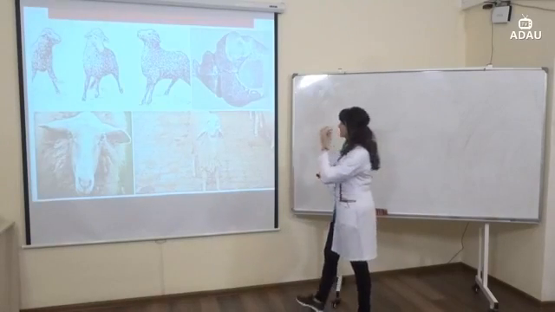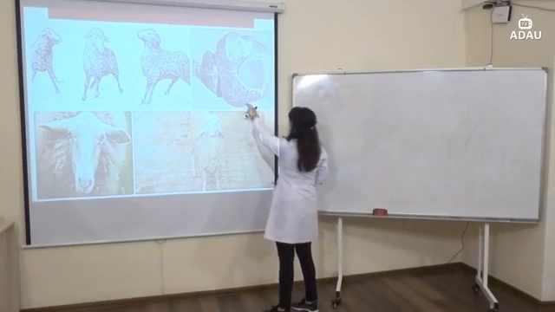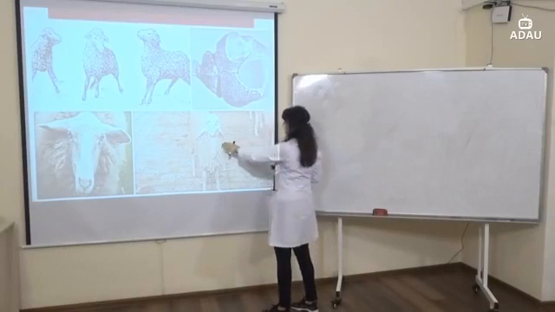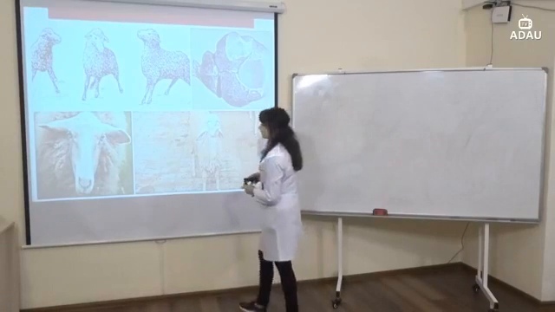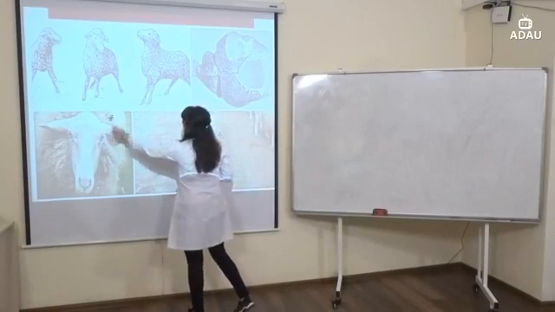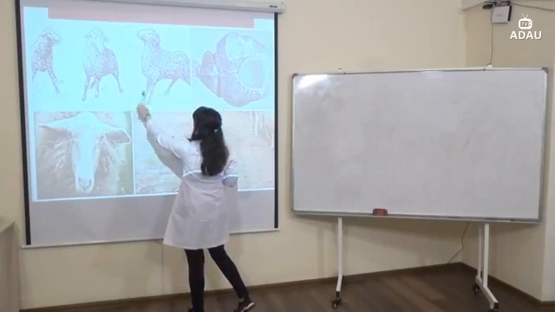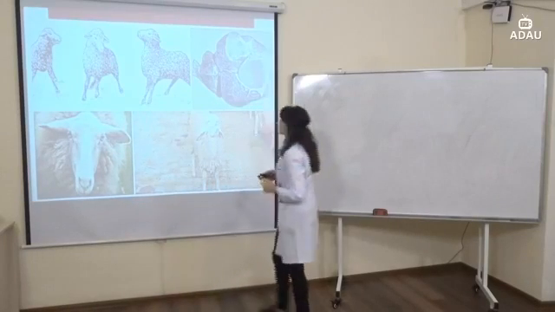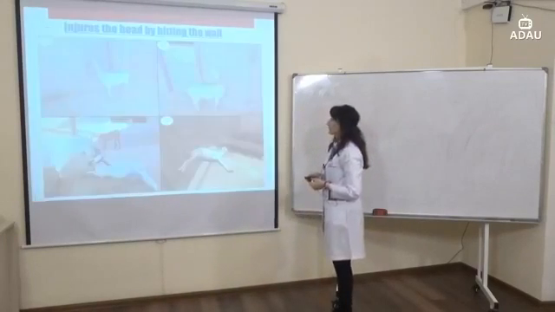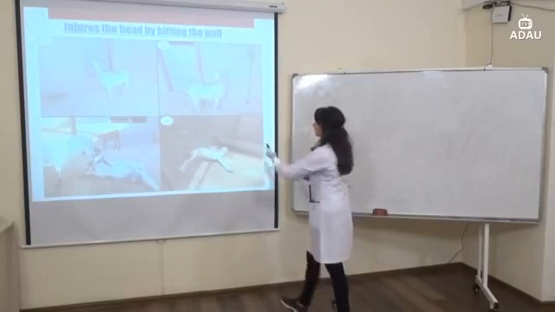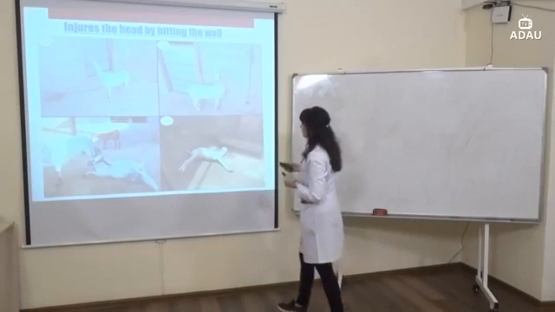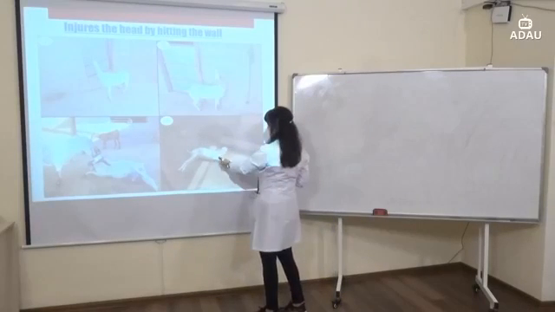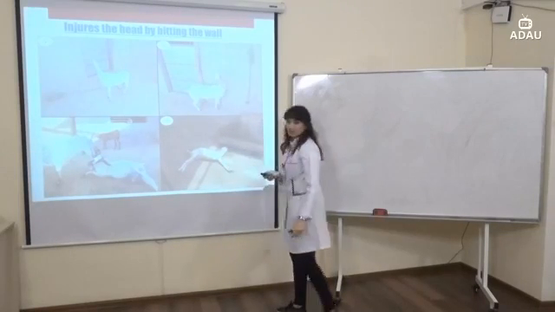Here we can see the coenurosis bladder located in the brain, and this is the position of the sheep. It's not a normal position for sheep. It injures its head by hitting the wall. Here we can see it's not normal, and after some time we can see the sheep died.